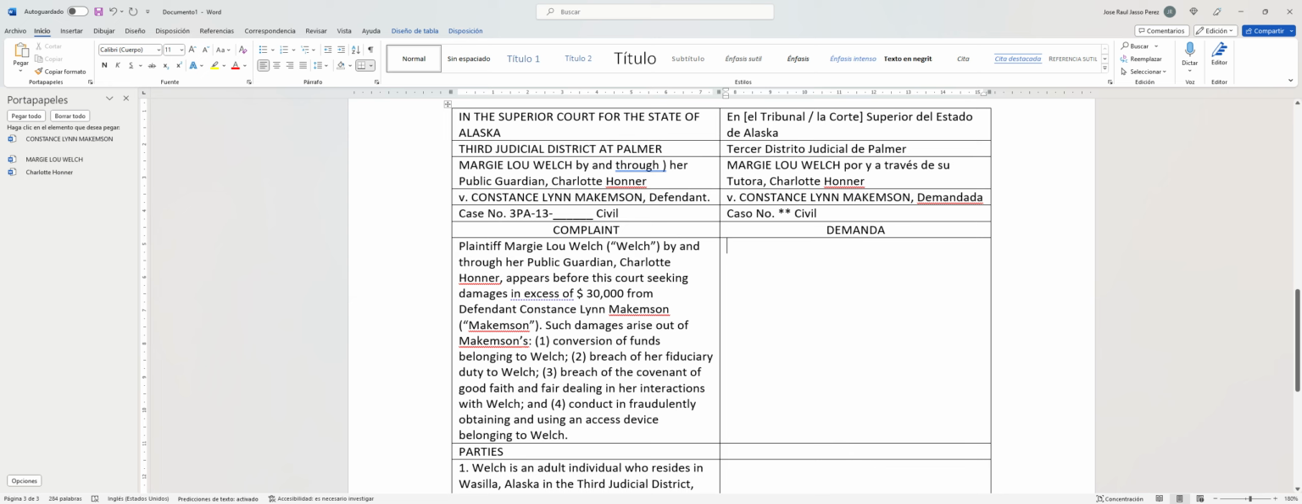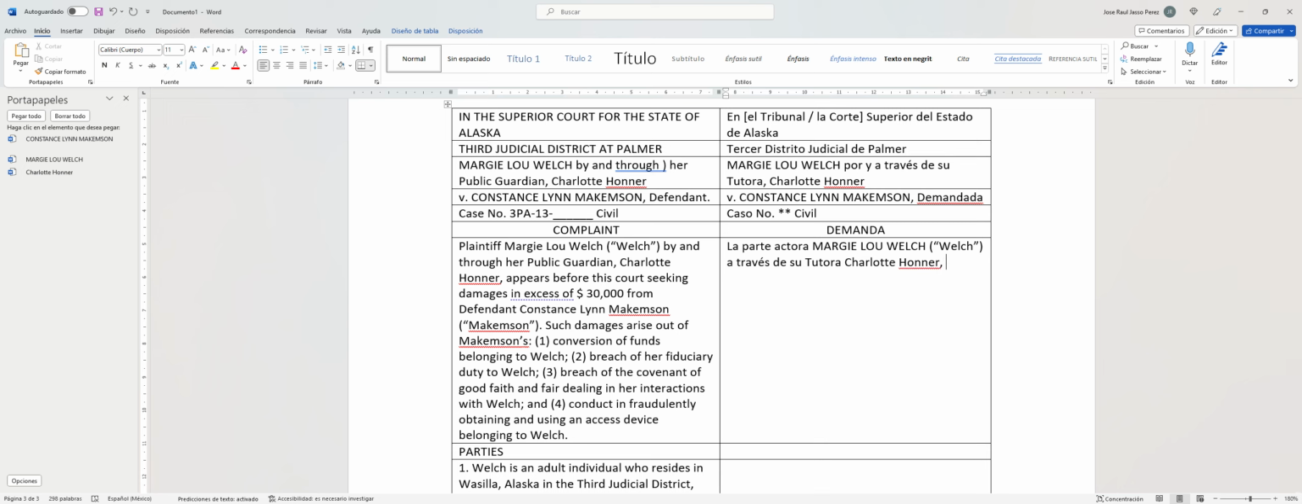So, the plaintiff. La parte actora. That's going to be our plaintiff. La parte actora, Margie Lou Welch. A través de su tutora, Charlotte Honer, appears before this court.